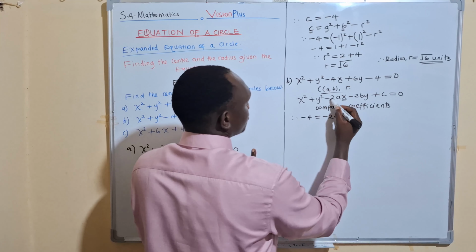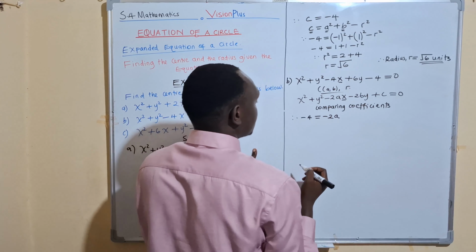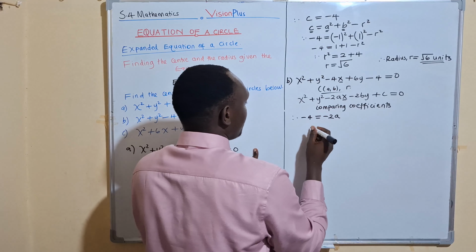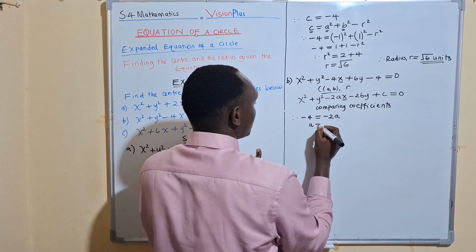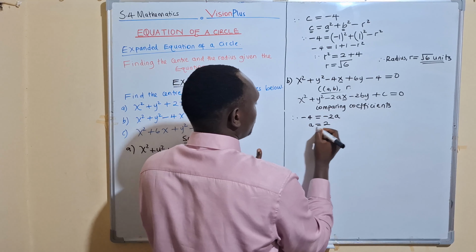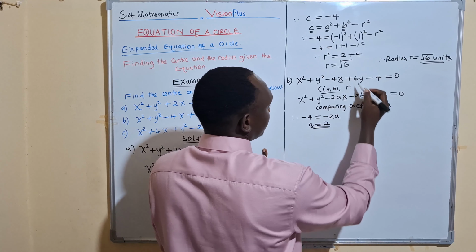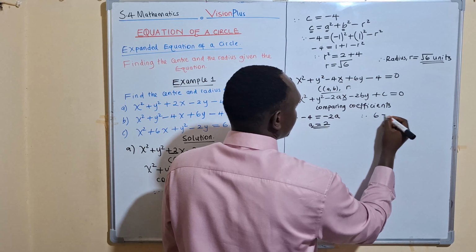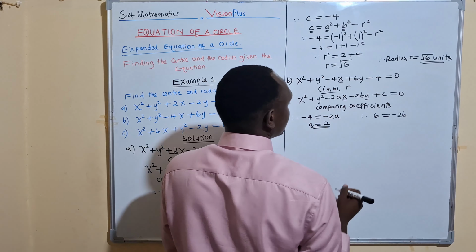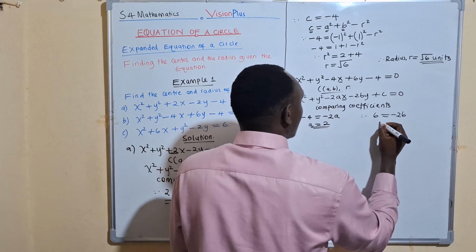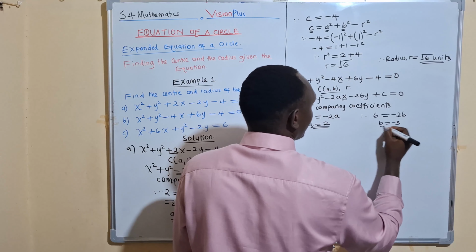So negative 4 corresponds to negative 2a because of the coefficient of x. Then you divide both sides by negative 2. And after dividing each side by negative 2, you find that a is 2. That is a simple algebra. Still, you are coming to compare the coefficients of y and y. So that means 6 corresponds to negative 2b. 6 is positive here. So 6, which is positive, equals to negative 2b. Divide both sides by negative 2. And after dividing each side by negative 2, you find that b equals to negative 3.